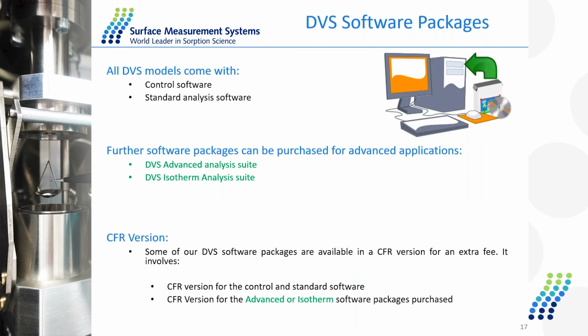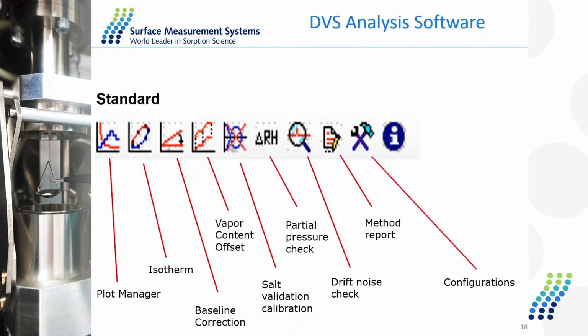So we have two different software packages. The control software is for the experiment setup, and the analysis software is for the result calculation. Both are very user-friendly. The analysis software is based on Excel macros. The standard version is for the mass plot, the isotherm plot, the baseline correction, or some other calibrations in the system.